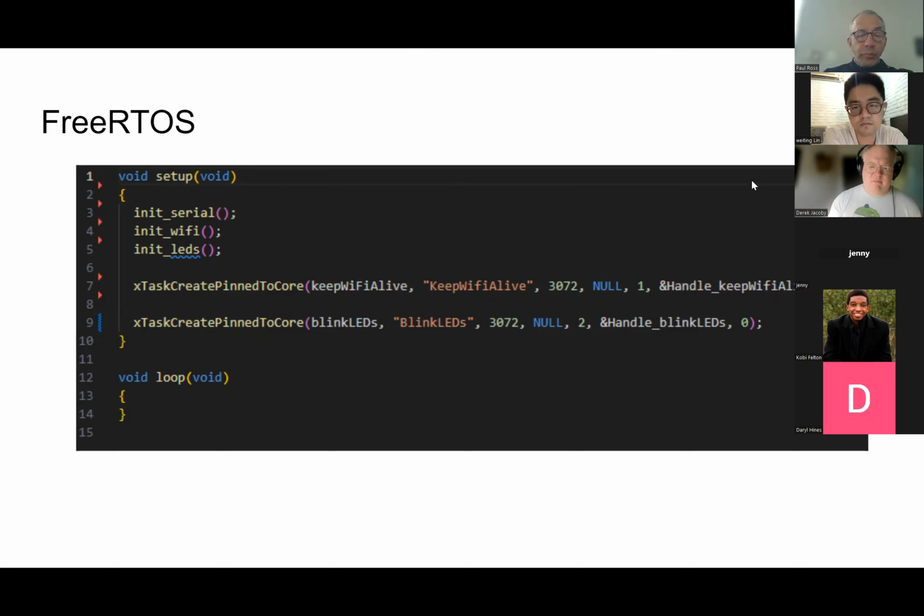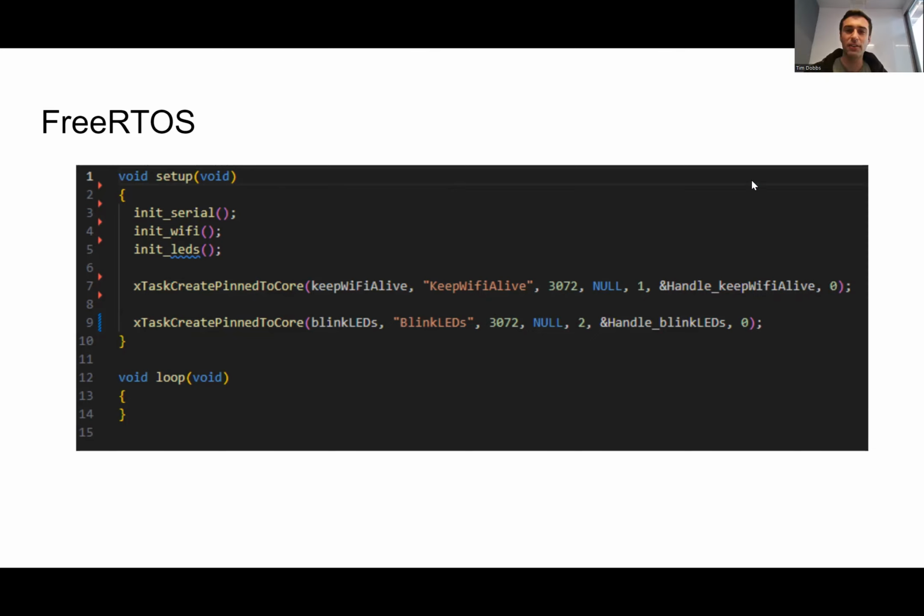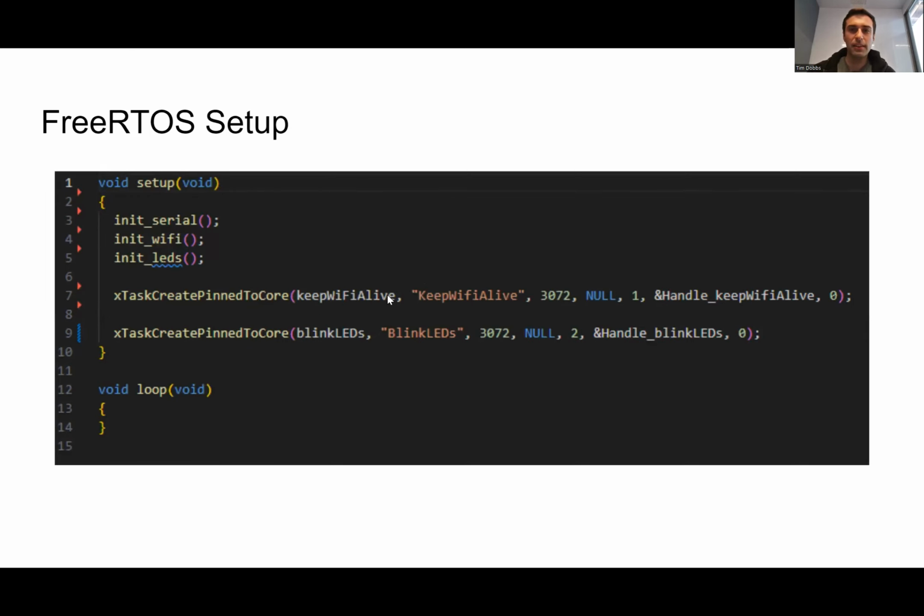So if one task says, I really need to be run right now, and there's only one processor, the higher priority task will get run instead of the lower priority one. Here I'm saying it's more important to me to keep my Wi-Fi alive than to blink my LEDs. And then I keep a handle object. So here I've created 2 tasks. One that says, I just want you to always make sure my Wi-Fi is connected. And the other one is going to blink some LEDs.